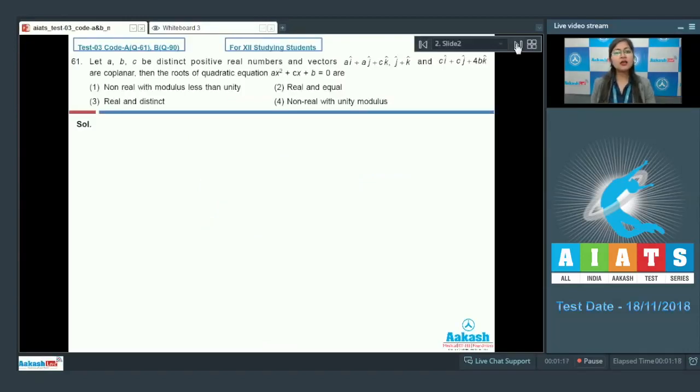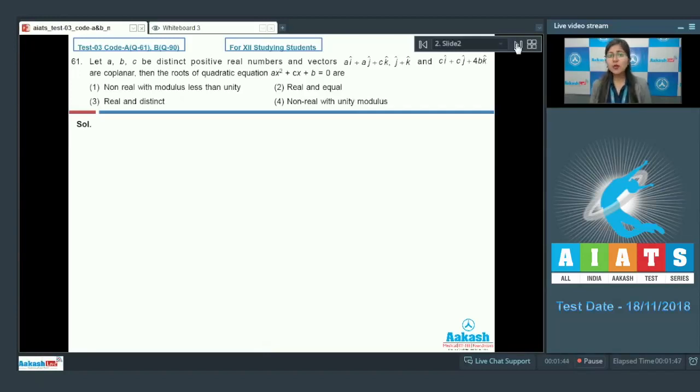So let us start with question number 61, which says that let A, B, C be distinct positive real numbers and vectors A i cap plus A j cap plus C k cap, j cap plus k cap and C i cap plus C j cap plus 4B k cap are coplanar, then the roots of quadratic equation AX square plus CX plus B equal to 0 are. Right?